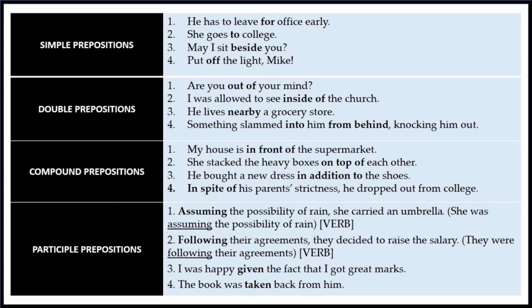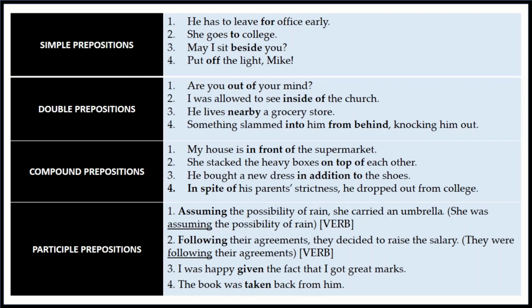I was allowed to see inside of the church. He lives nearby a grocery store. Something slammed into him from behind, knocking him out. So from behind as one unit, it's a double preposition, and into, it is also a double preposition. So it's possible that you can make a sentence of more than one double preposition.